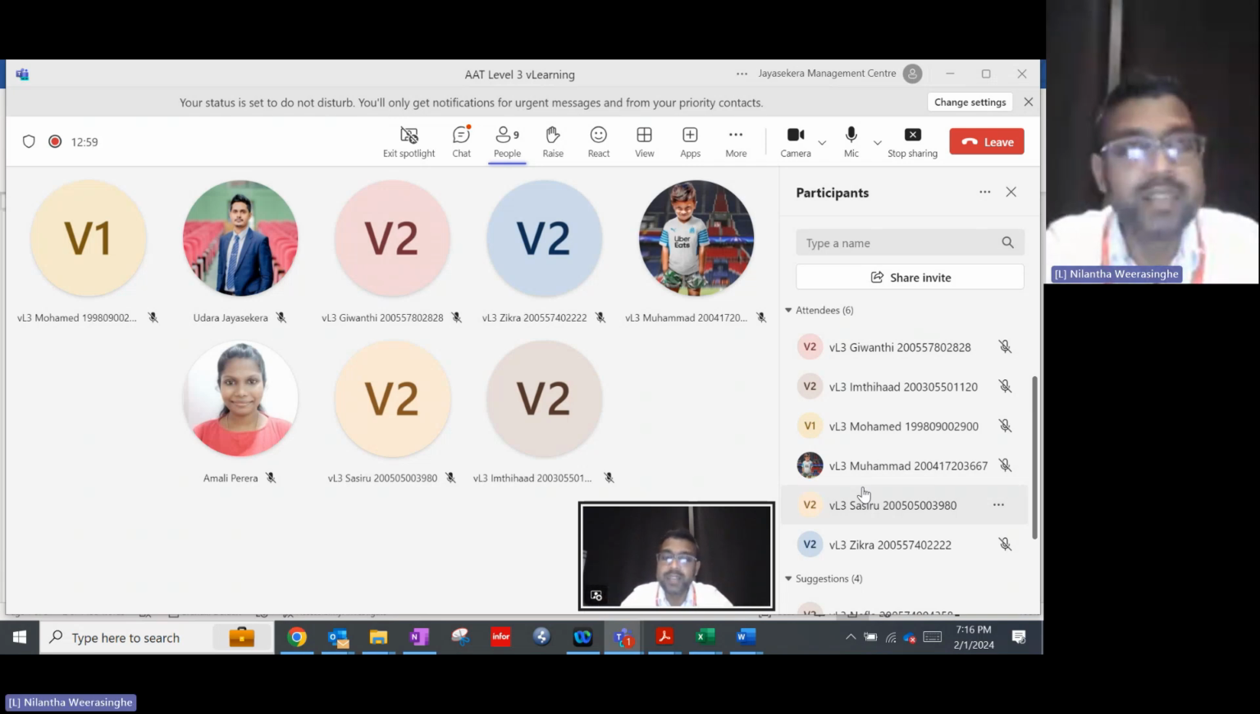Auditor says financial statements are true and fair view. That is the auditor's conclusion. But actually, financial statements are not true and fair view. Financial statements are with material misstatements.